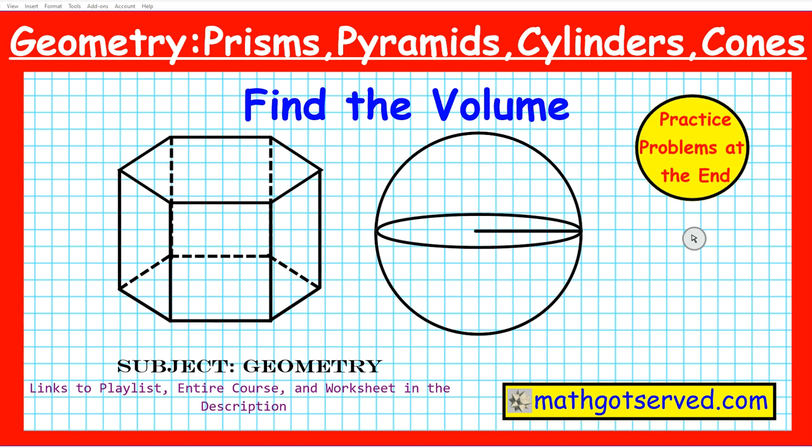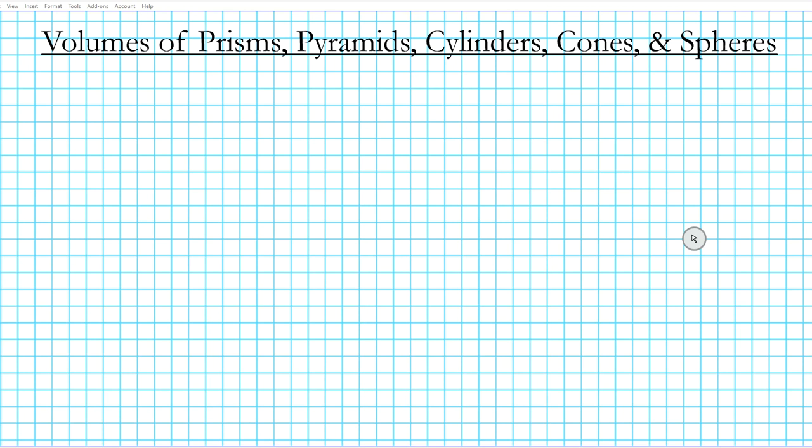In this clip, we're going to be taking a look at some examples on how to find the volumes of prisms, pyramids, cylinders, cones, and spheres. Don't forget, we have some practice problems at the end of this presentation for you to try out to demonstrate mastery of the contents of this presentation. All right, to get us started, let's review the formulas for finding the volume of the different solids that we're going to be looking at.